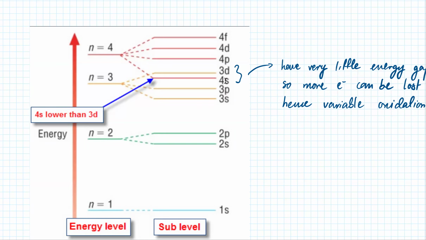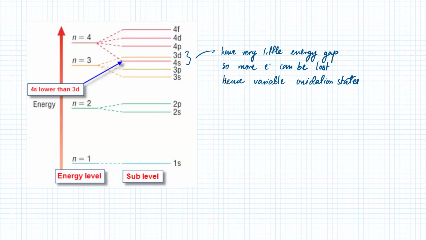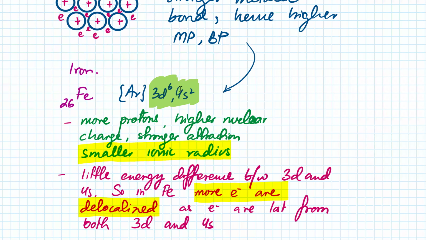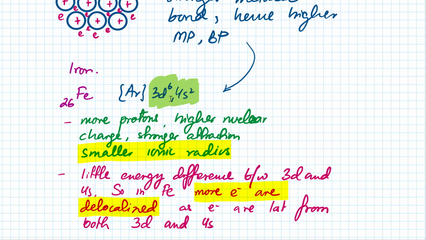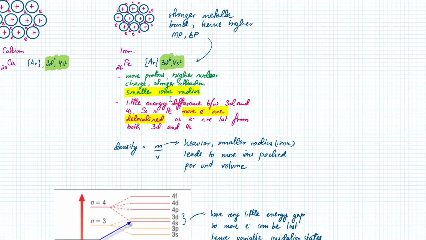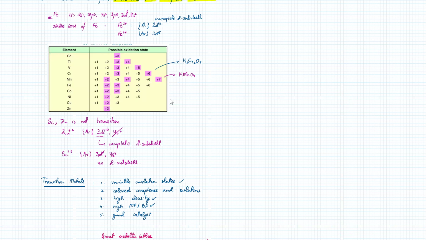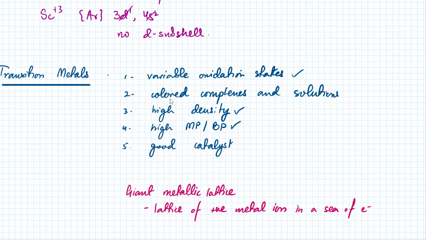Is that clear? So, plus the 3d has a lot of electrons. That means you can remove a lot of electrons, which is why manganese can go up to +7, right? Because you're not just removing the outermost electrons, you're also removing the electrons from the 3d as well. Is that clear? So that sums it up. We're done with the first property as well.